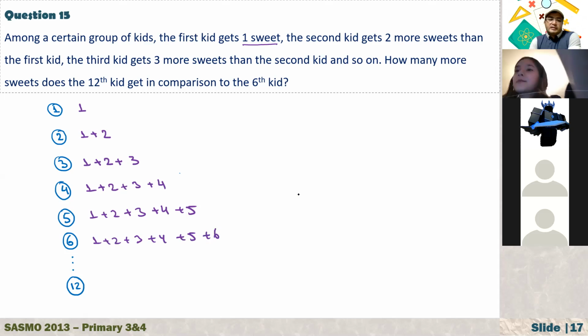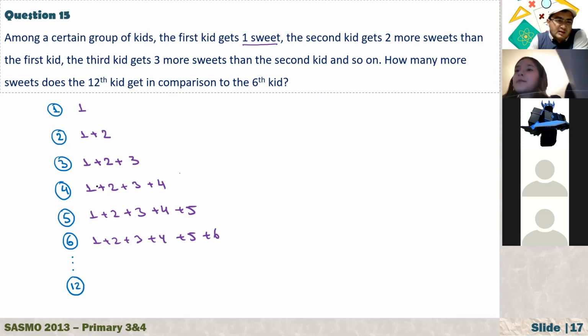So here we have a lot of kids. Let me just group them in this way: the first, second, third, fourth. In the question, it says that the first kid gets one sweet. As you see, the first kid gets one sweet, and the second kid gets two more sweets than the first kid. So the first kid gets one, and the second gets two more than the first one. That is 1 plus 2. And the third kid gets 3 more sweets than the second kid. So that is 1 plus 2 plus 3, and so on, right?